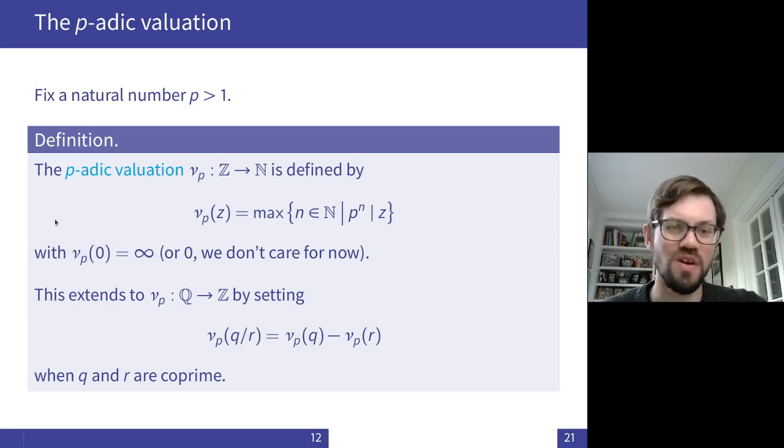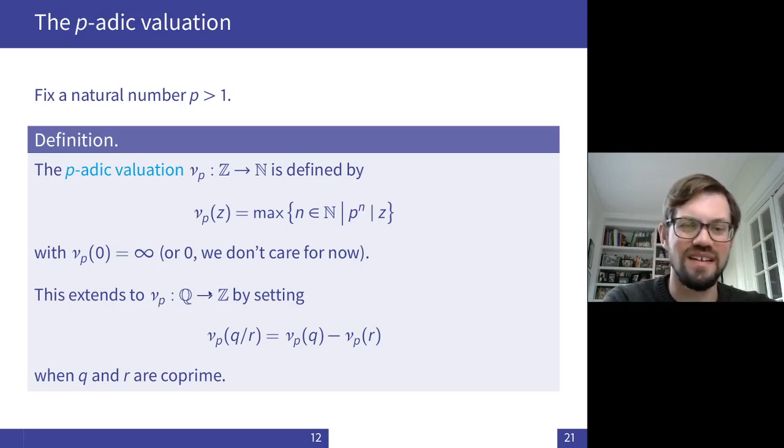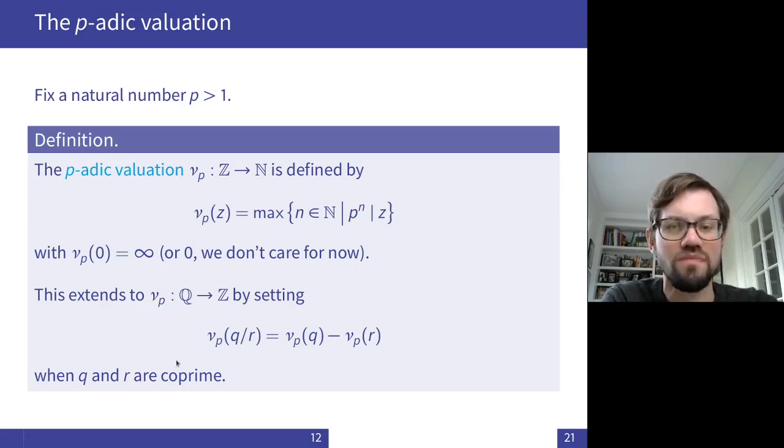We have to say what to do in the case of 0, because everything divides 0. So we're just going to say it's infinity, or we can just say the value is 0. It doesn't really matter for the time being. But okay, so we have this notion of a valuation on integers. Let's extend it to the rationals. So if I have some rational number in simplified terms, q over r, then I say that the p-adic valuation of q over r is the valuation of q minus the valuation of r.